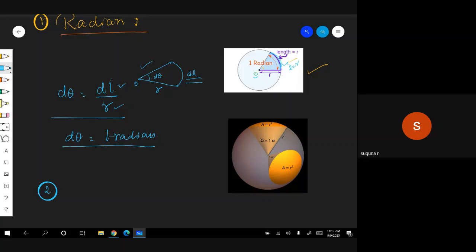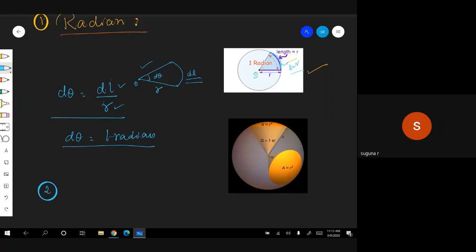Once again, if an angle is subtended by an arc at the center of the circle, the very important condition is that the length of the arc, L, is equal to the radius of the circle. Only then can you say the angle subtended by the arc at the center of the circle is 1 radian. Got it?